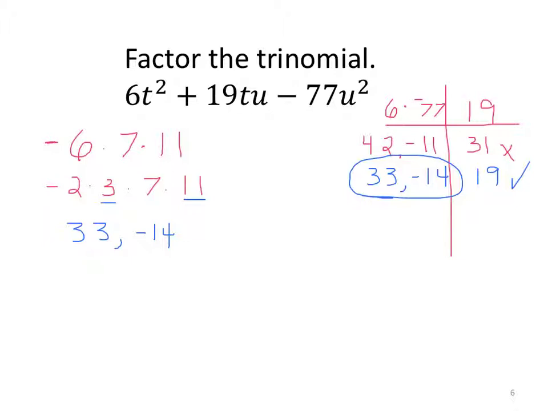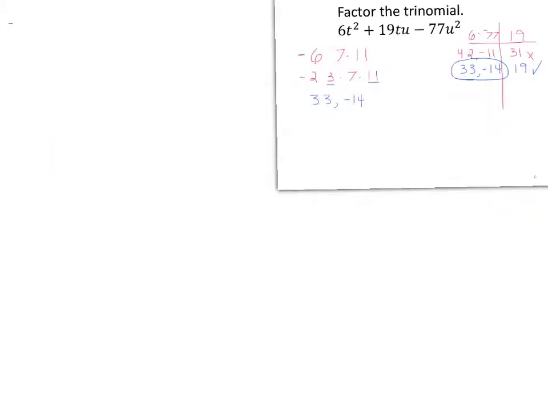I'm going to clean up the board a little. Okay, so now I can rewrite keeping my first term the same, 6t squared, and then I have negative 33 or positive 33 and negative 14. Remember, I want my middle operator to be a plus, so I'm going to write the minus 14 first. Minus 14tu plus 33tu, and then I'll finish up with bringing down my 77u squared.